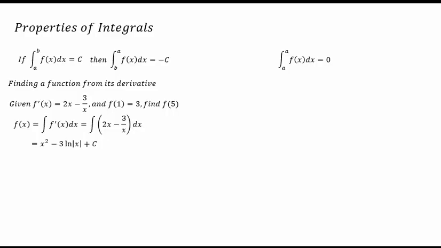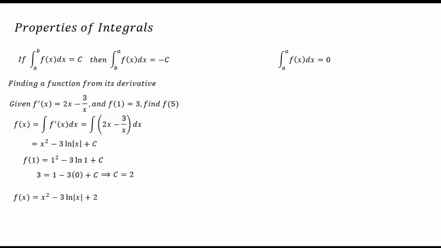Now we'll be using the condition f(1) is 3. So first we see what f(1) is in my new result. So f(x) is x squared minus 3 natural log of x plus c. So f(1) will be all x replaced by 1. So you get 1 squared minus 3 natural log of 1 plus c. And as you know, natural log of 1 is 0. So then you get f(1), which is already given as 3. So 1 minus 3 times 0 plus c. So that means 3 equals 1 plus c. If you subtract 1 from both sides, you get c equals 2.